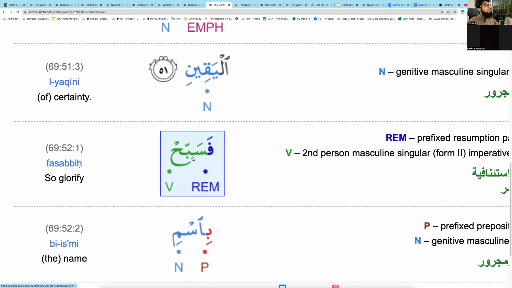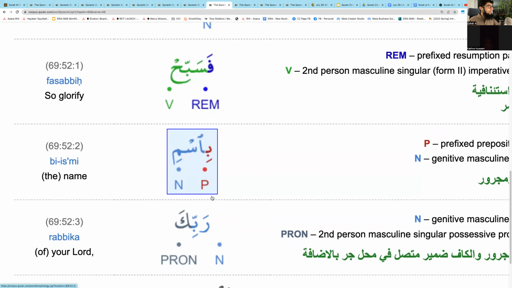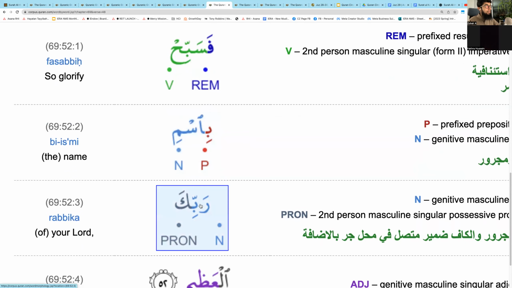Fa, so, sabbih is to do the tasbih. Okay, is to do the tasbih as a command form. Bi means with. So even we say in the Bismillah, right? So bi, ism, which is name, Bismillah, right? Bismi, with the name, Rabbi, Rabb.